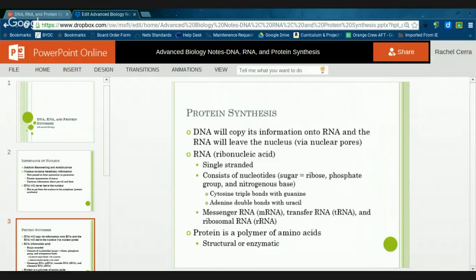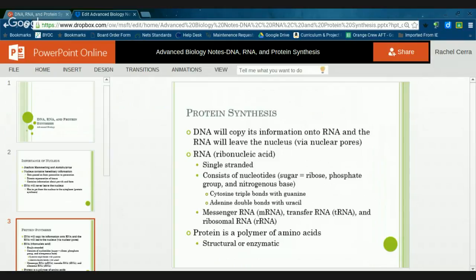So there are 3 different types of RNA. I know we've talked about those: messenger RNA, transfer RNA, and ribosomal RNA. All of that information is coded for on the DNA. So the DNA strand will make all 3 of these types of RNA. The messenger RNA is really the template or the actual copy of the DNA.